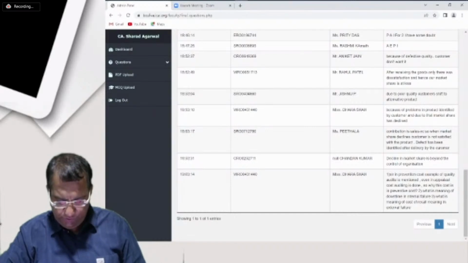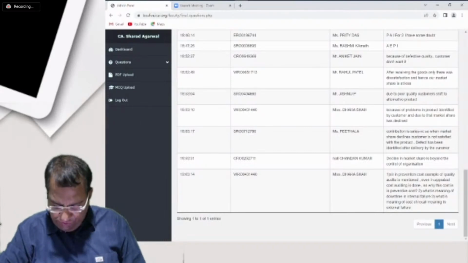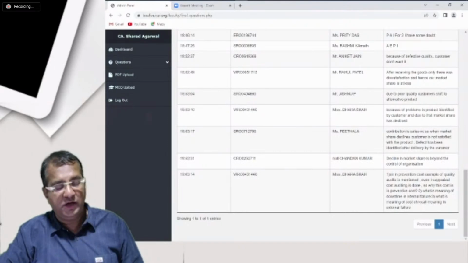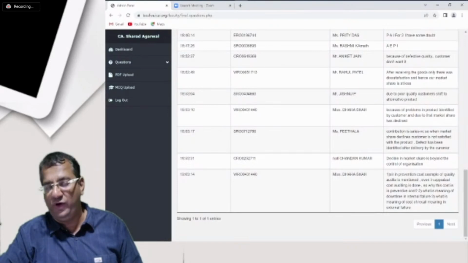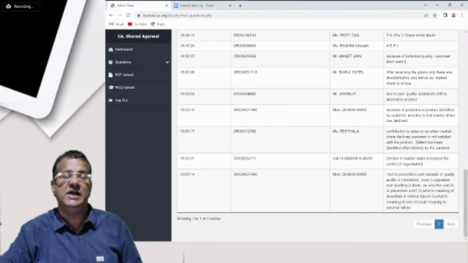Okay. The first doubt is from Dhara Shah. She's saying, in prevention cost, the example of quality audit is mentioned. Yes, quality audit is definitely a prevention cost. Even in appraisal cost, auditing is done. So why is this cost in prevention cost? A very good question. Please understand very carefully, beta.